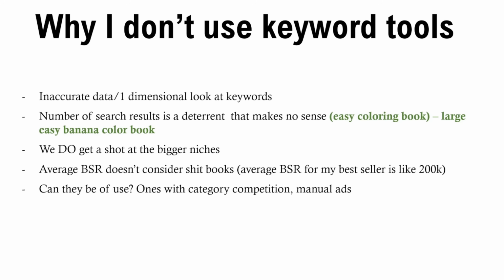So can they be of use? Would I use them? The answer is no. Can they be of use? I think the answer is yes. There are some that have category competition, which I think is a really good idea. It can help you get the bestseller status quicker, provided that you're not manipulating those categories. And I think you can use the keywords to take shots at manual ad campaigns as well. So overall, I think for some people, they're not a bad thing if you want to create more books.